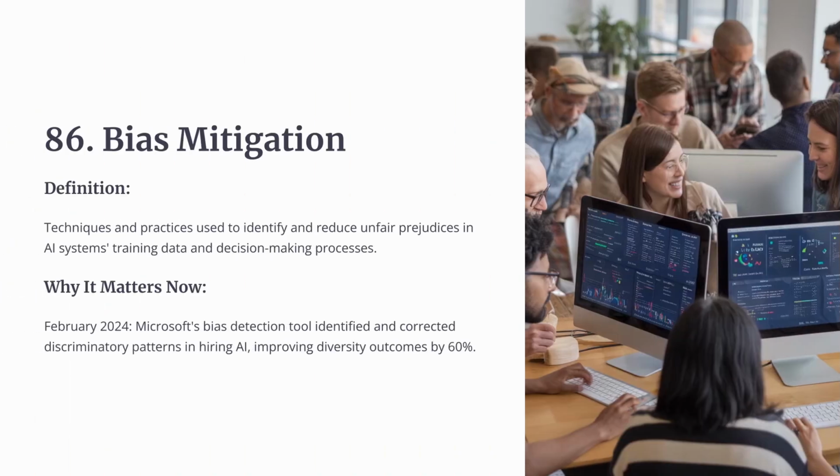Bias mitigation involves techniques and practices used to identify and reduce unfair prejudices in AI systems' training data and decision-making processes. This is like having a highly trained HR professional who ensures hiring decisions are based purely on merit. Microsoft's tool is remarkable because it's actively identifying and correcting hidden biases in hiring processes. It's making AI systems fairer while improving diversity, a win-win for everyone.